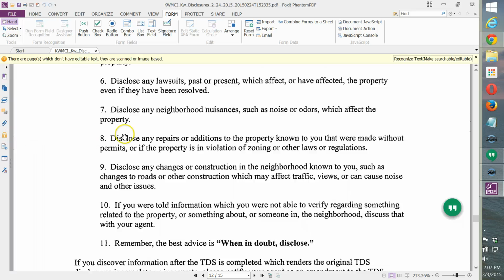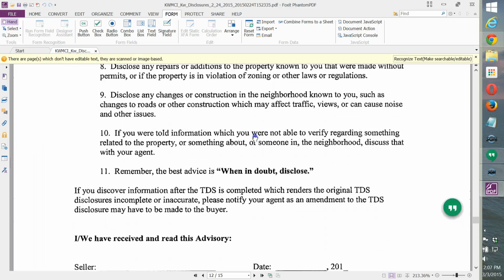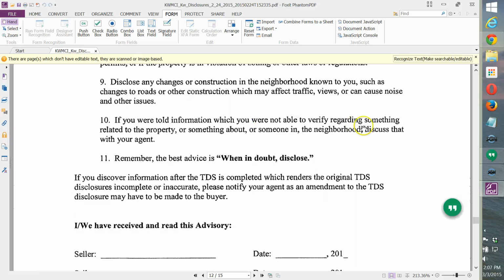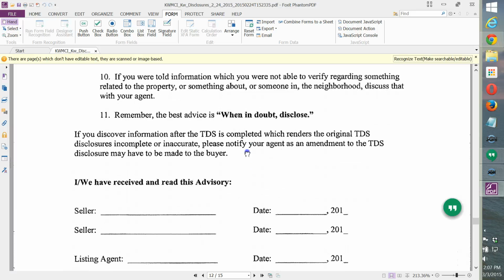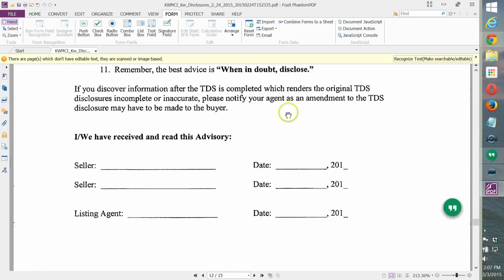Changes in construction, if you were told information which you're not able to verify. Basically, we're saying report rumors, gossip, anything. When in doubt, disclose, and there's a place for them to have read the advisory.